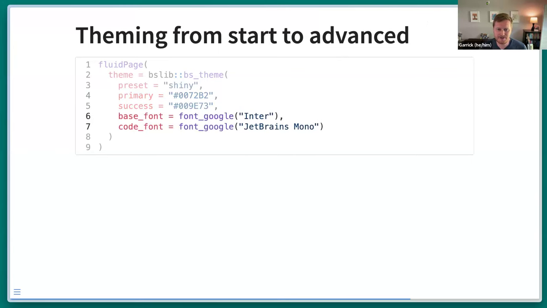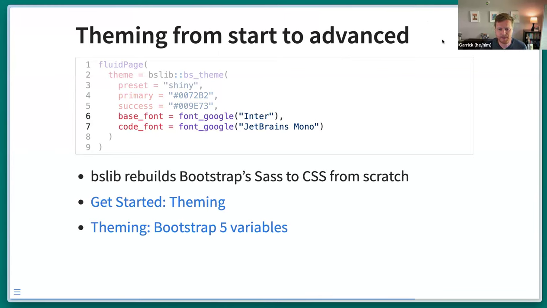And then you can also grab fonts from Google. So here, these last two lines are saying, I want to use Inter from Google Fonts for the base font, and I want to use JetBrains Mono for the code font. And just like that, you rebuild Bootstrap's Sass into CSS, you get a whole new Bootstrap theme, and it's pretty neat.